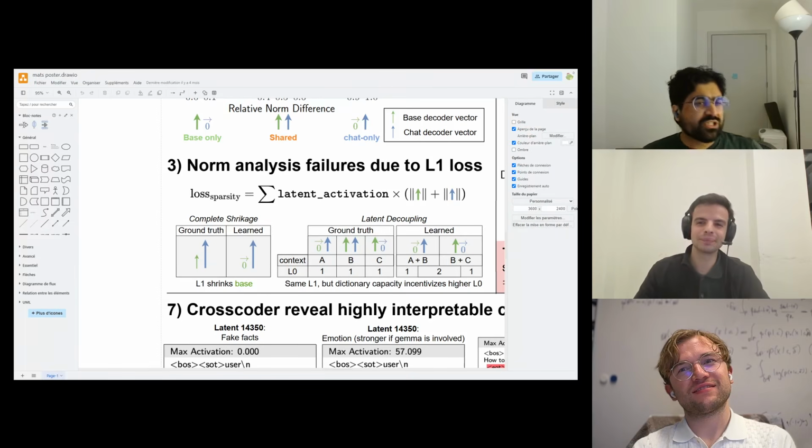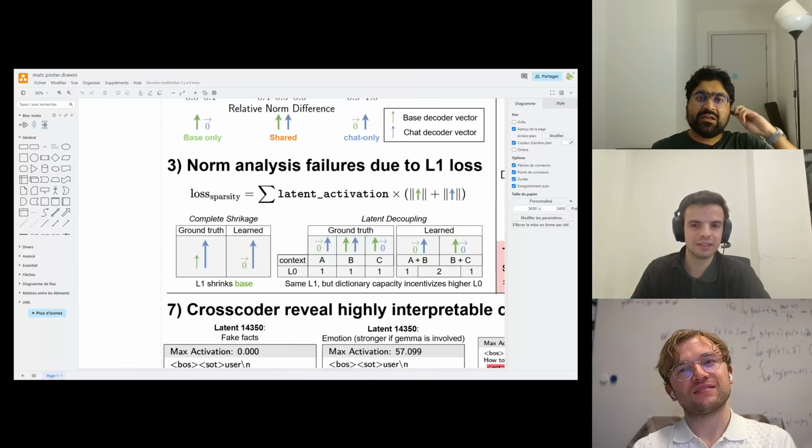Yeah. My intuition is that normally L0 is a bigger constraint than dictionary capacity. You know, models do things like feature splitting.